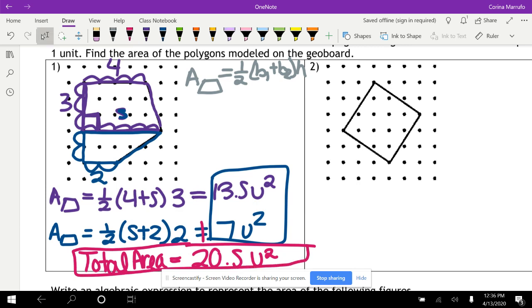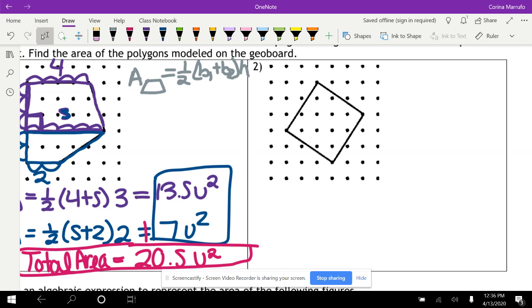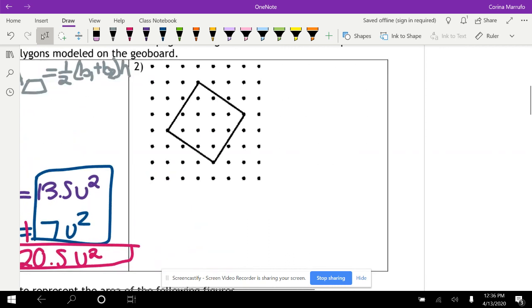All right, now for the next example. So on here we have, it looks like a square, maybe a rhombus. But if you notice, we cannot count the spaces of the side because they don't line up along the little peg. So we cannot figure out what this is.